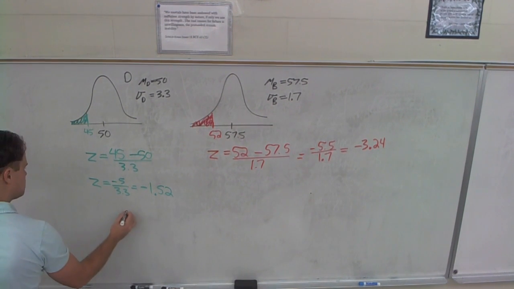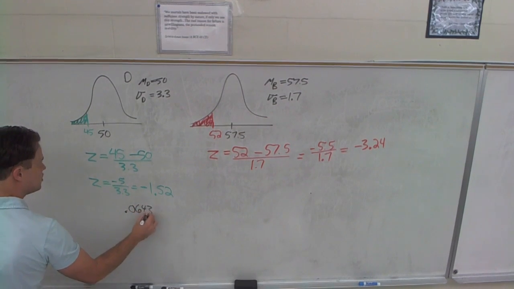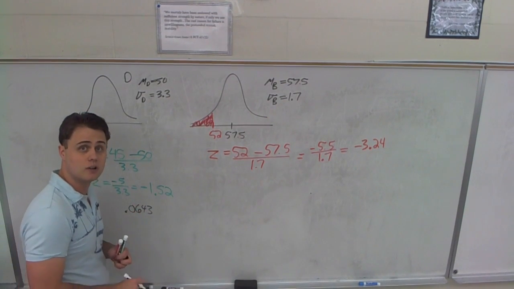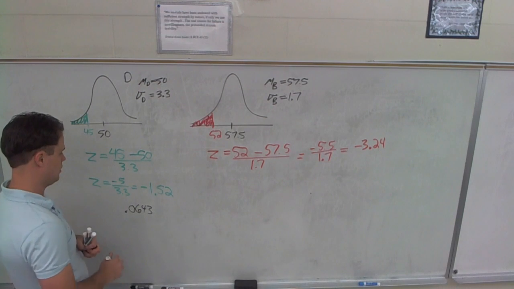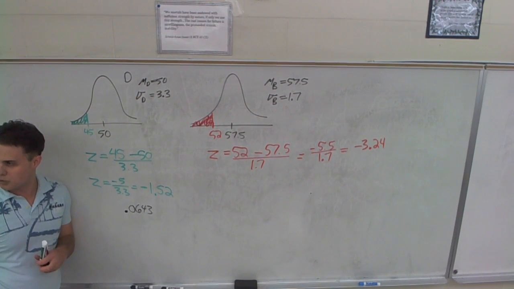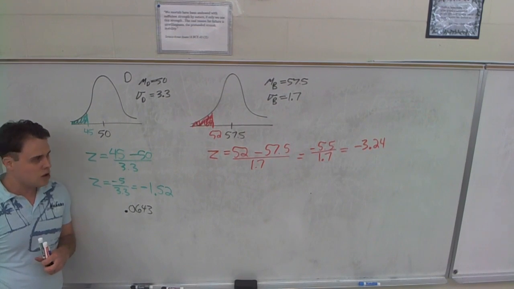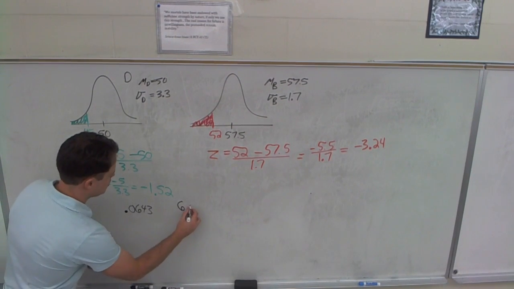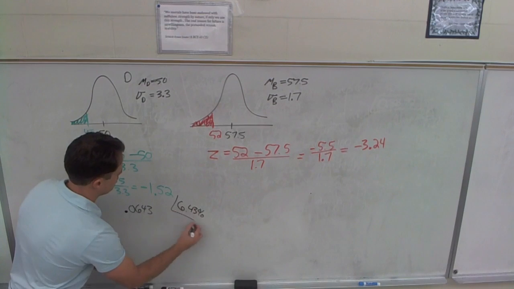I see 0.0643. So if you're watching the video, you definitely need to pull out your table and do these along with us. So I see 0.0643. Does that mean this is 0.0643%? No. No. 6.4. It's 6.43%.